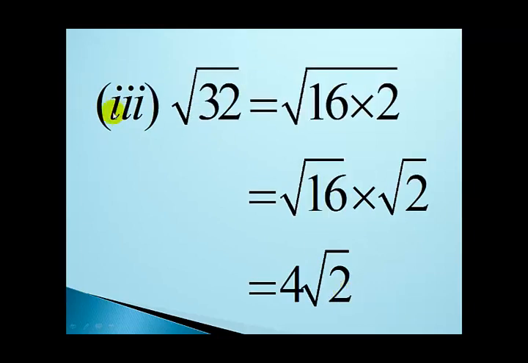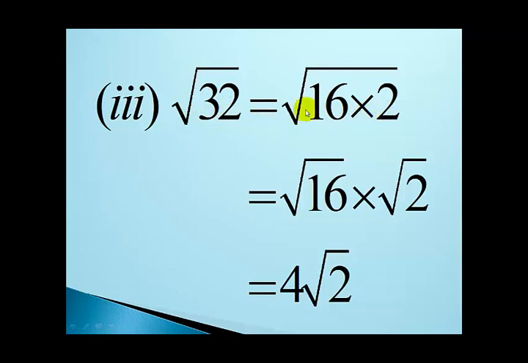Now III, square root of 32. So here we also search for two numbers. When we multiply the two numbers, we have to get 32 in such a way that one must be a perfect square. And root 32 is equal to the root of 16 times 2, because when you multiply 16 by 2, you are getting back the 32. That means that the square root of 32 is equal to the square root of 16 times 2.